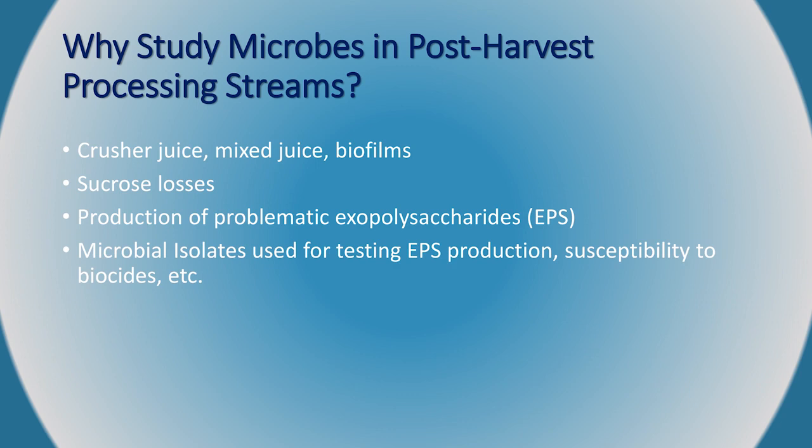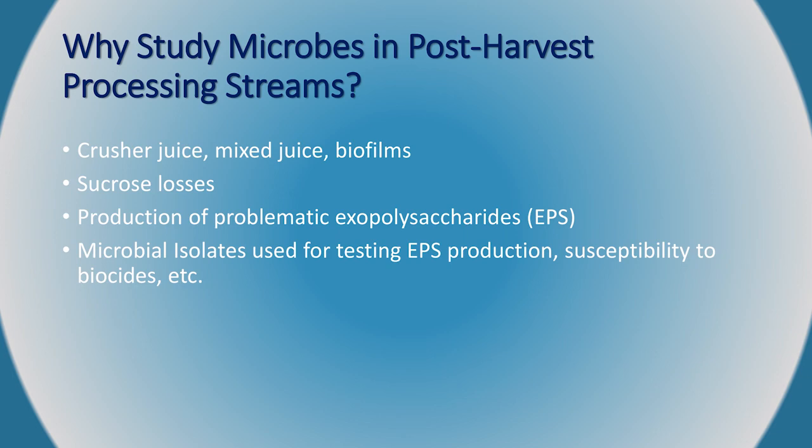And so what we've done is to look at the actual microbes present in those streams so that we can start to address the questions of which ones are consuming the most sucrose, which ones are producing the problematic exopolysaccharides like dextrans or fructans. And then once we have the isolates, we're able to test them for the EPS production and look at susceptibility to different biocides.